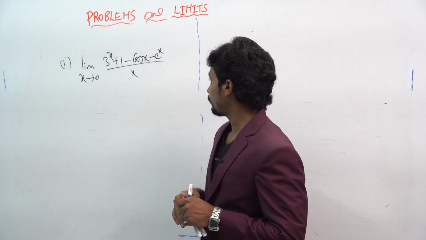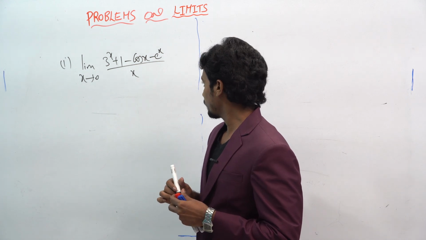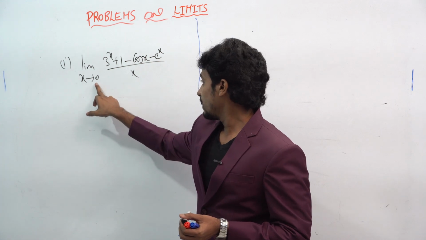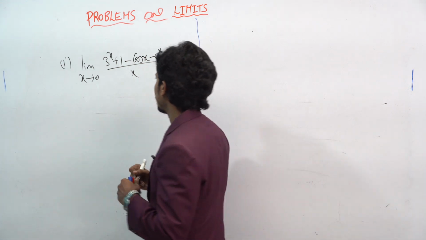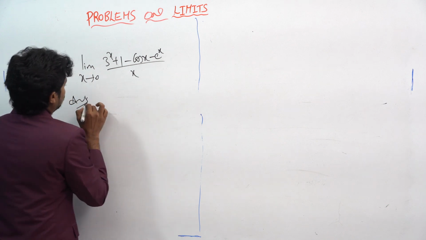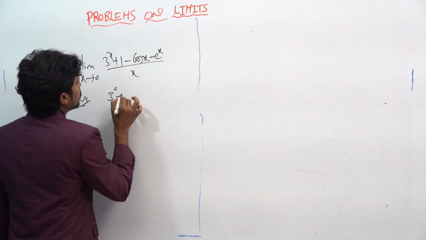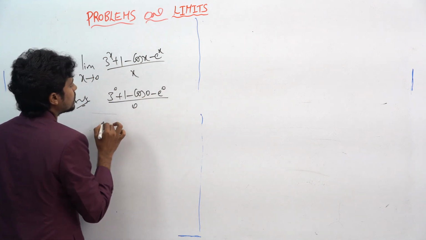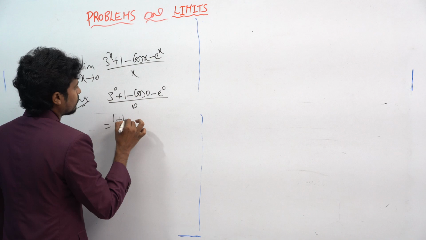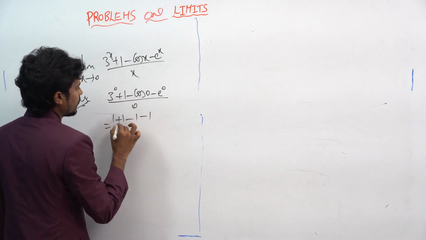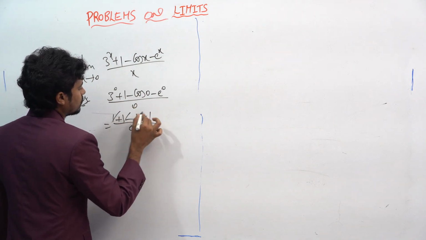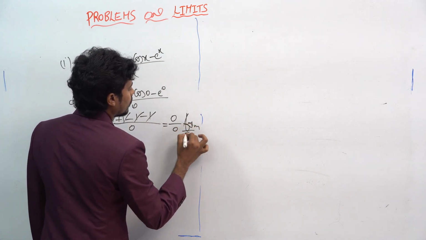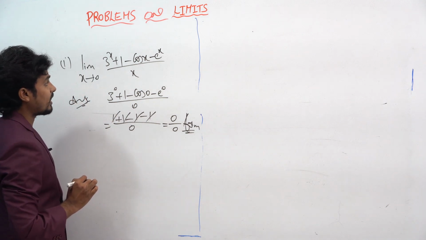First step, we have to check for L'Hospital's rule by substituting x tends to 0. What will happen? Here this will be 3 power 0 plus 1 minus cos 0 minus e power 0, divided by 0. This is 1 plus 1 minus cos 0, which is 1, minus 1, divided by 0. So this becomes the 0 by 0 form. Now what you have to do? You have to apply L'Hospital's rule.